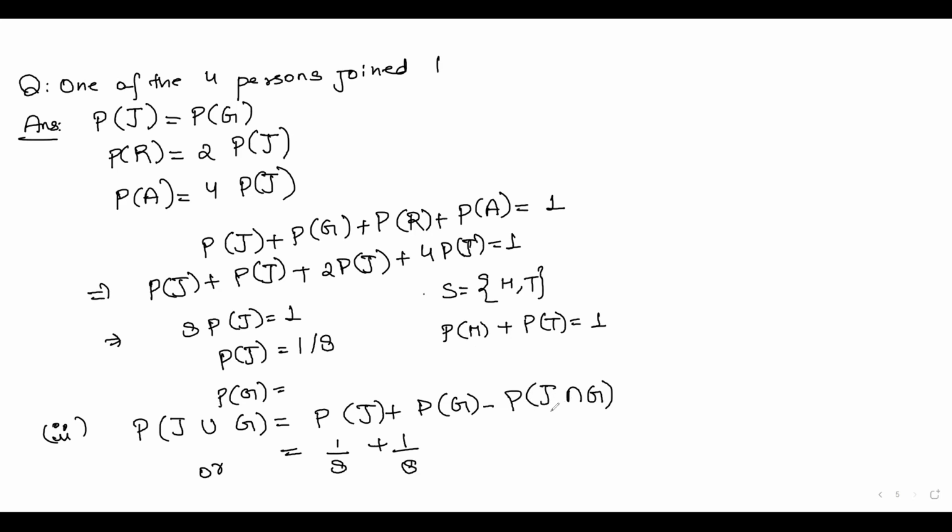What is this intersection if nothing is common? So it's the null set. Null set, yeah, and the probability will be 0. Is this clear? Yes, sir. Okay, very good.